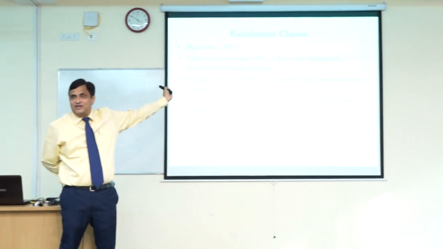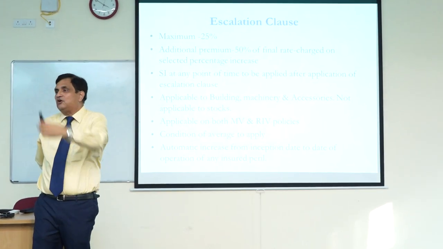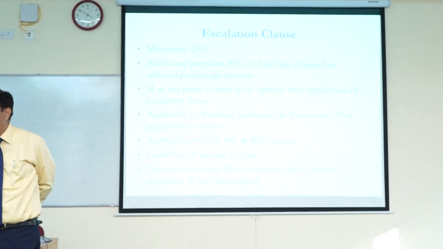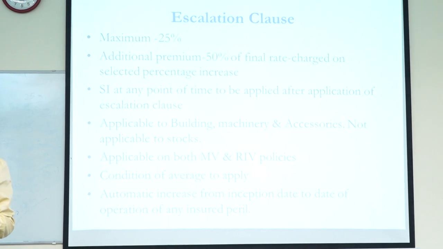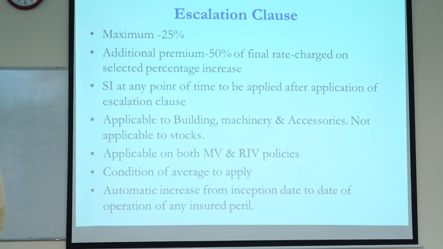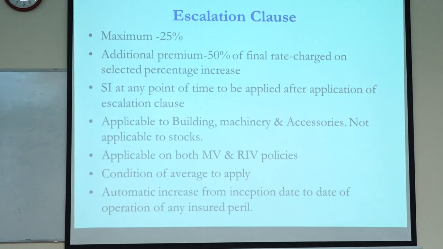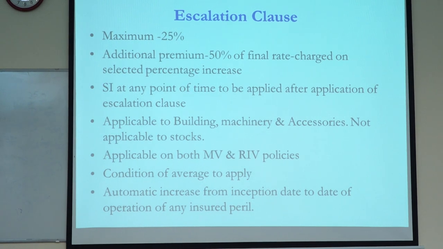I told you the logic of why you take only 50%, because you don't know when the claim will come. It is increasing every day. Whereas if you had taken 10%, every day is 10% more, so you are charging 10% extra. Here you are only going to charge 50% of that. Submission at any point of time is to be applied after application of this escalation clause.